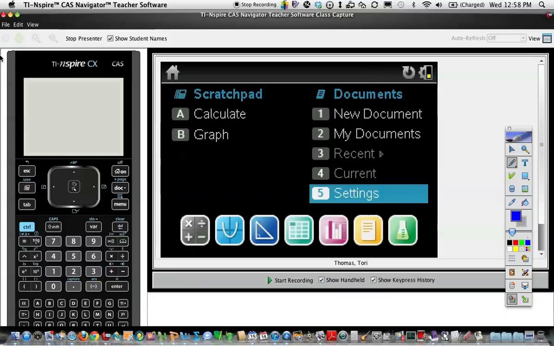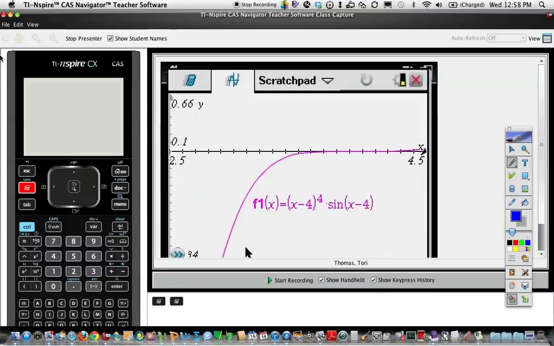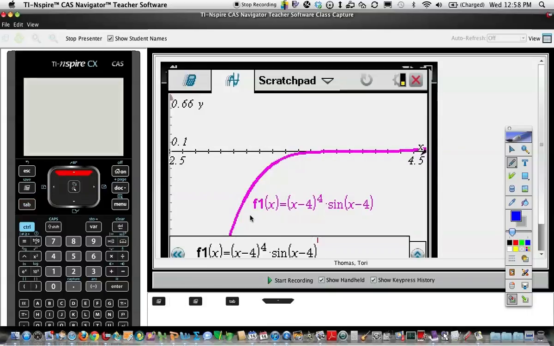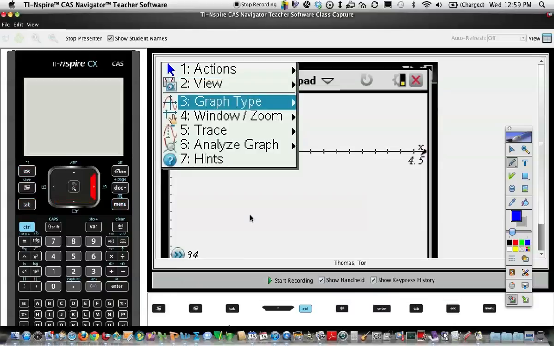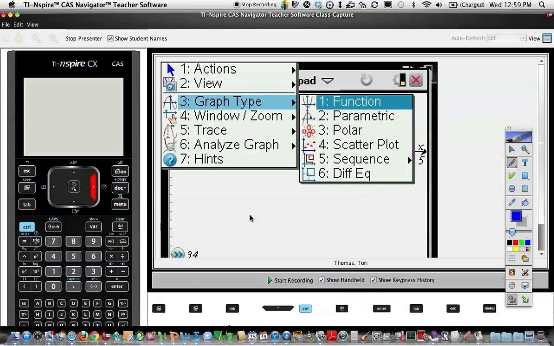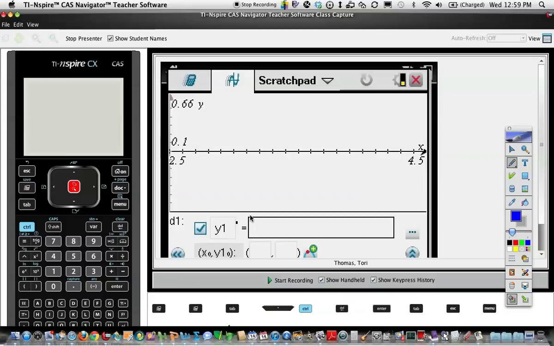Go to the graph screen. You want to delete out any graph that's already there. Control Delete will clear it right away. Hit Control Delete, that'll hit clear, hit Enter. So clear out any graphs that are there. All right, now go to your menu and go to Graph Type and choose Differential Equation. Everybody's got to be able to do this for the quiz on Friday.